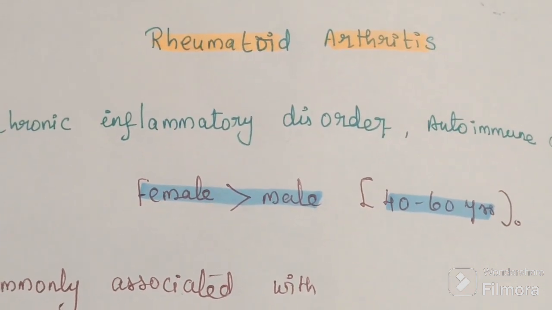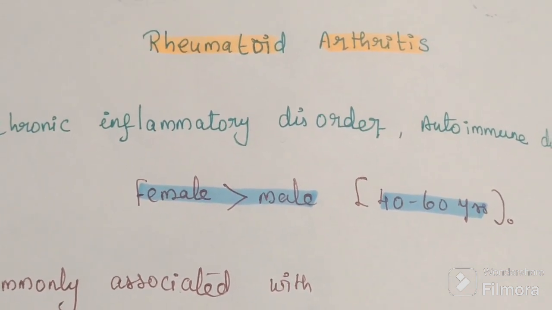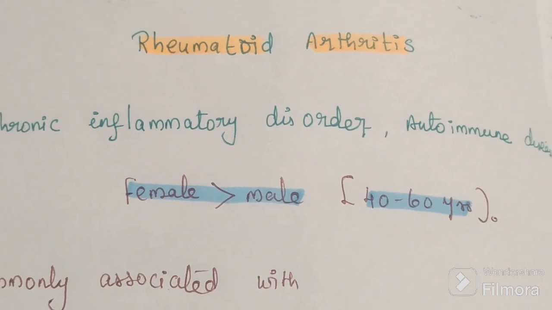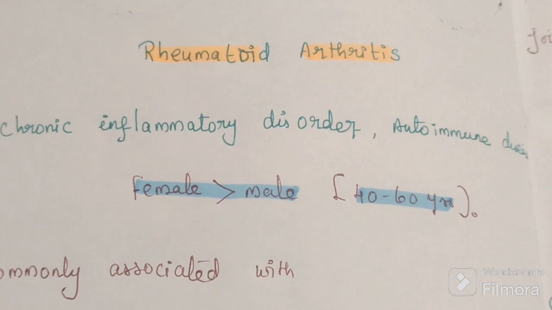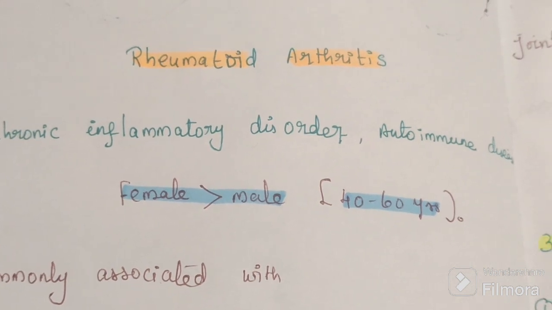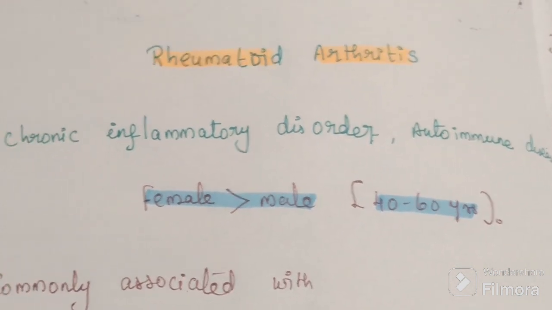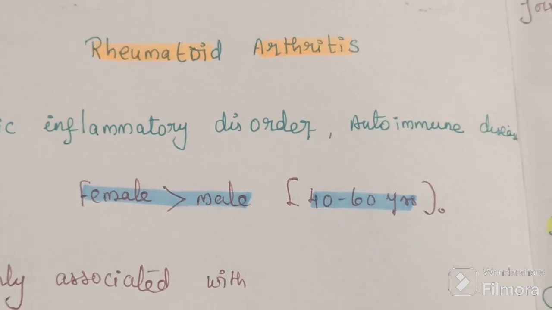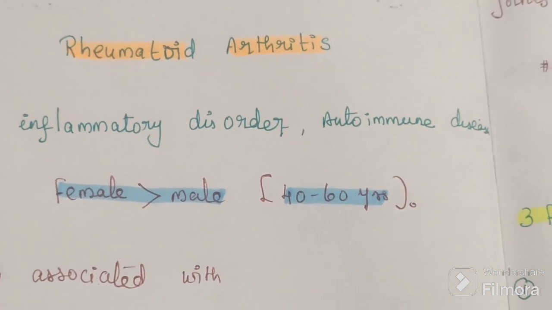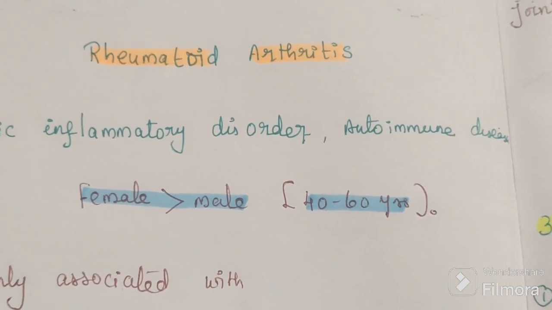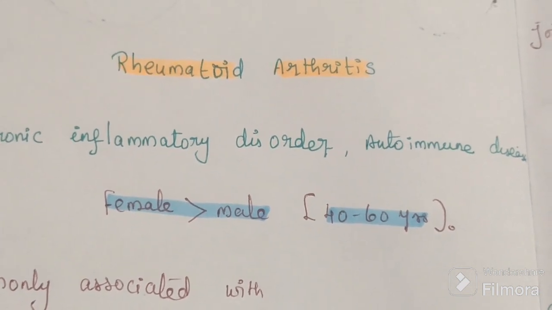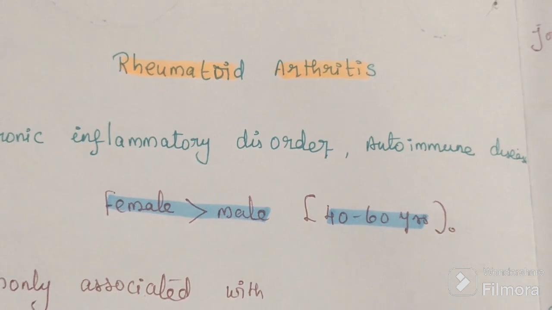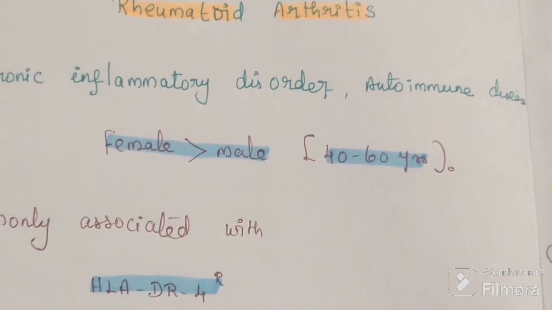In this video, we'll discuss rheumatoid arthritis clinical features. Rheumatoid arthritis is a chronic inflammatory disorder, an autoimmune disease. It most commonly affects females, maximum in the age group 40 to 60.